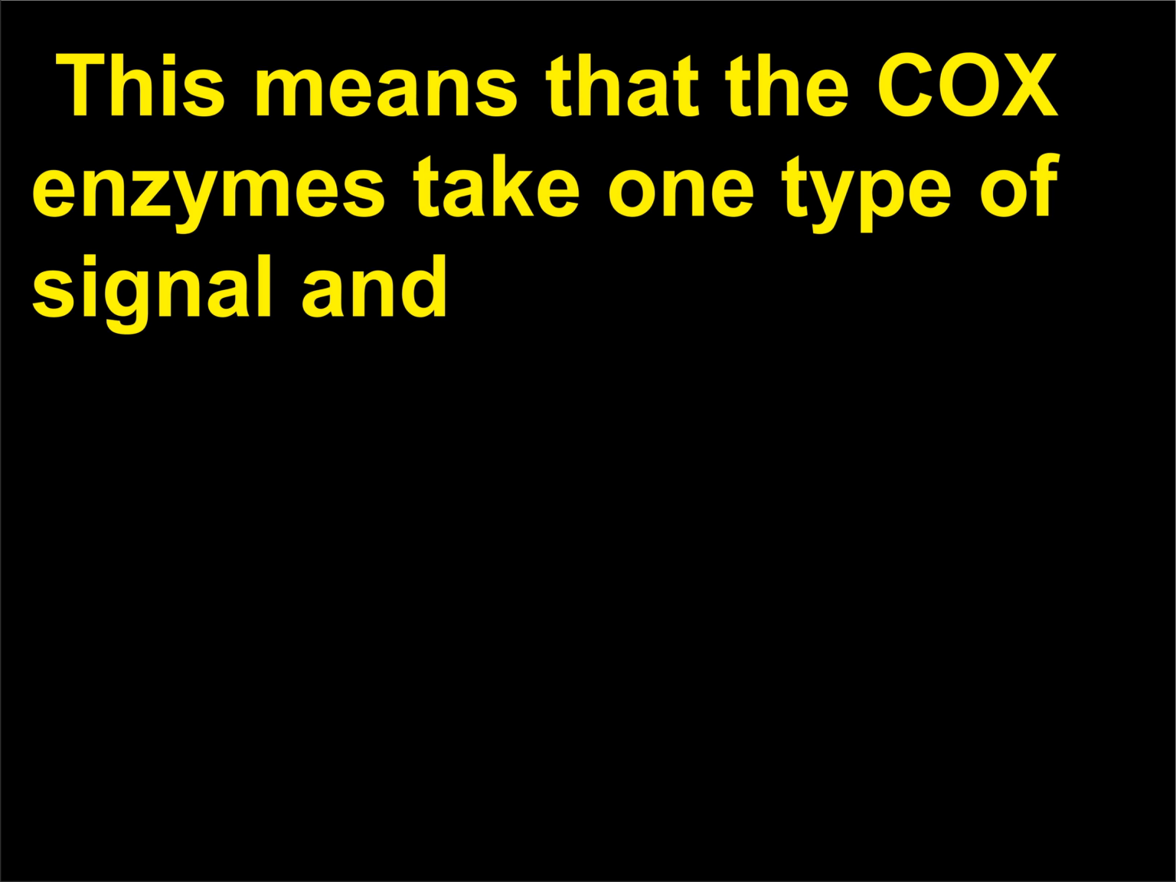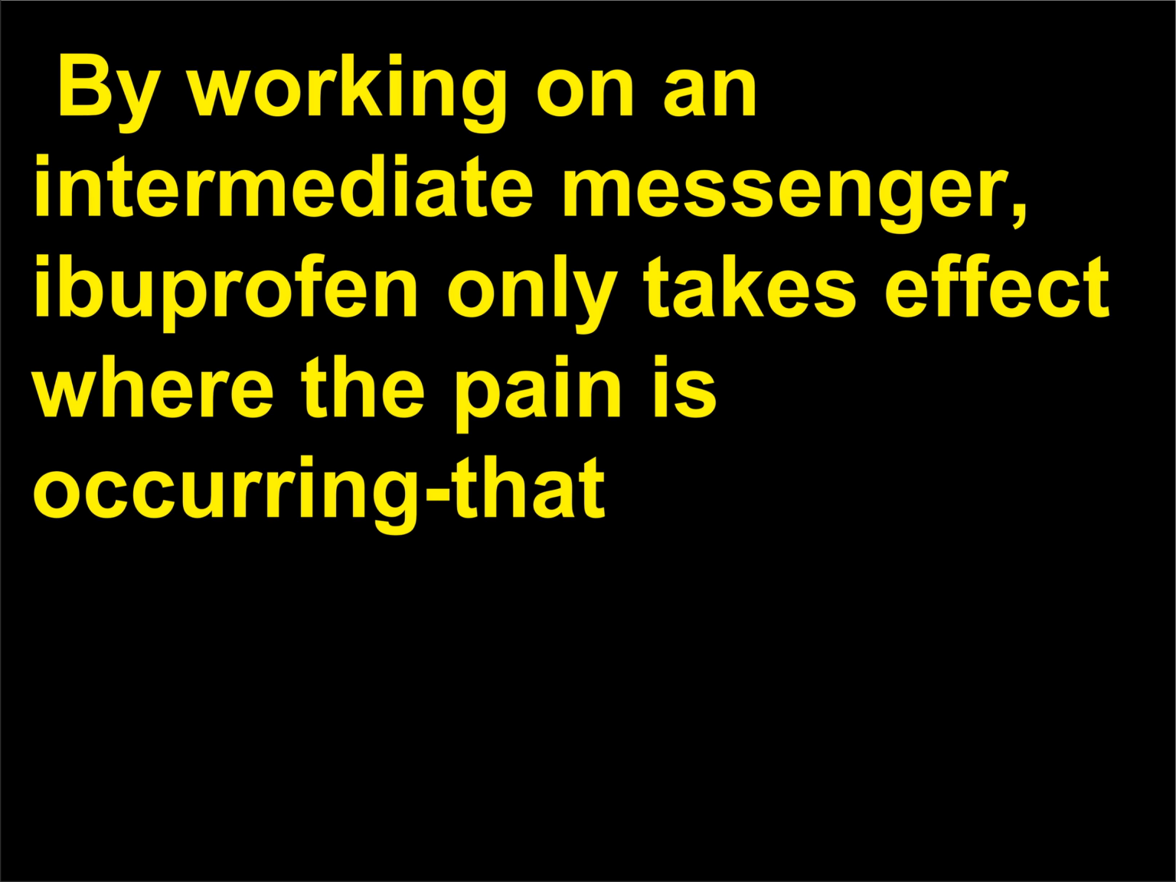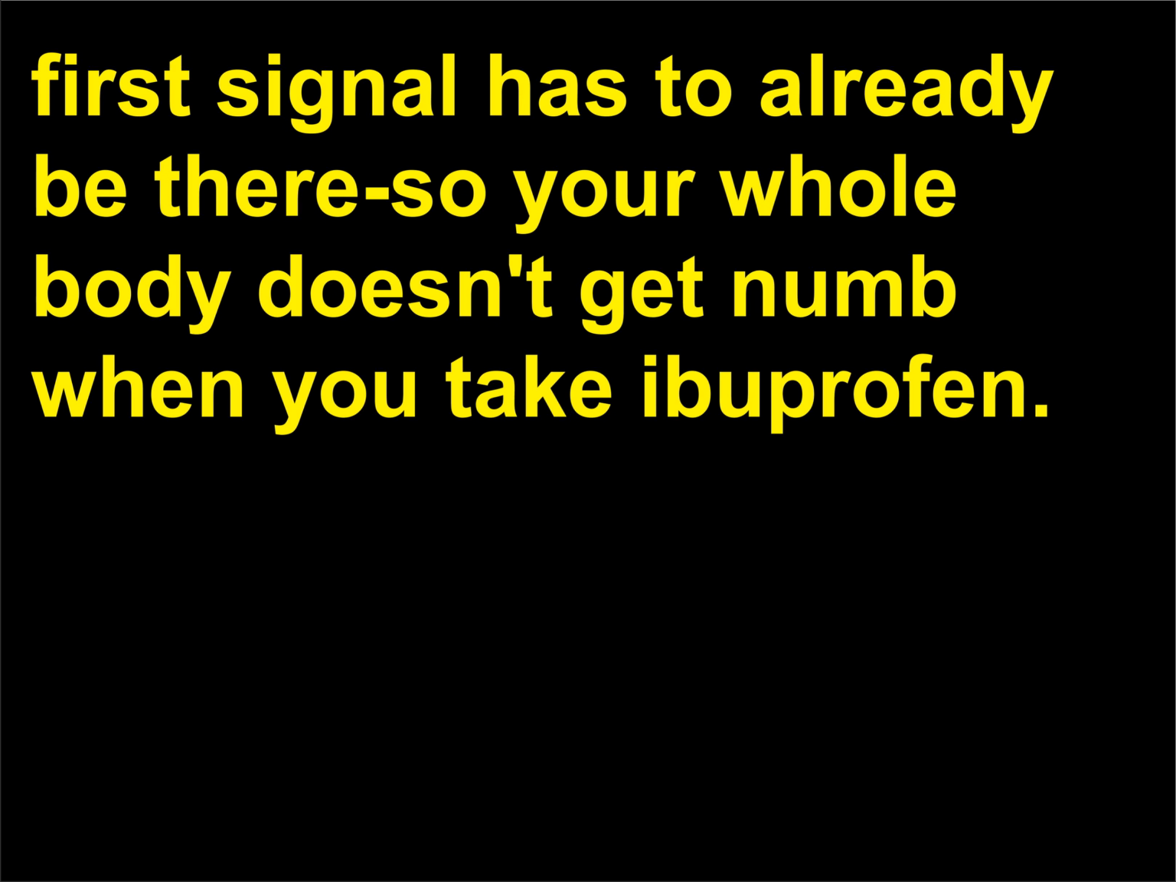This means that the COX enzymes take one type of signal and convert it into another that your body recognizes as pain. By working on an intermediate messenger, ibuprofen only takes effect where the pain is occurring. That first signal has to already be there, so your whole body doesn't get numb when you take ibuprofen.